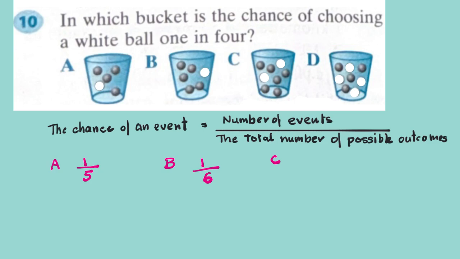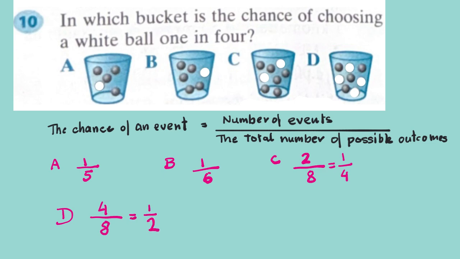Let's have a look at C. The number of white balls is 2, and the total number of balls, including white, is 1, 2, 3, 4, 5, 6, 7, 8. And this is equivalent to 1 over 4. Let's try it for D. D is, I have 4 white balls, and the total number of balls is 8. And this would be equivalent to a half.